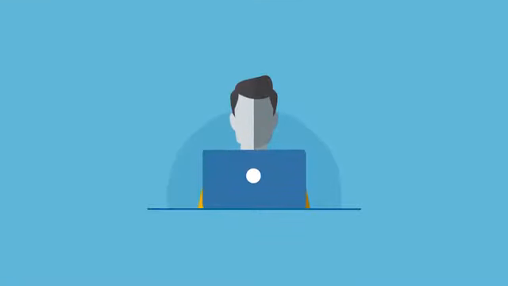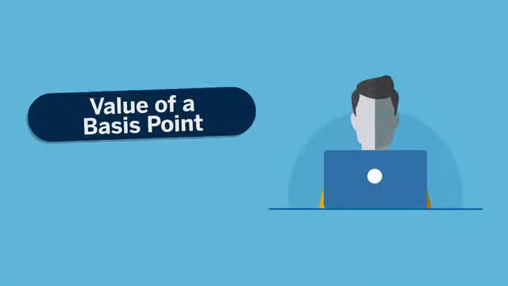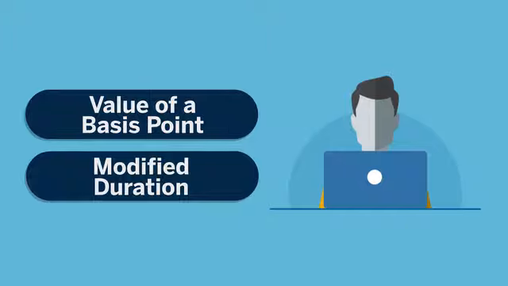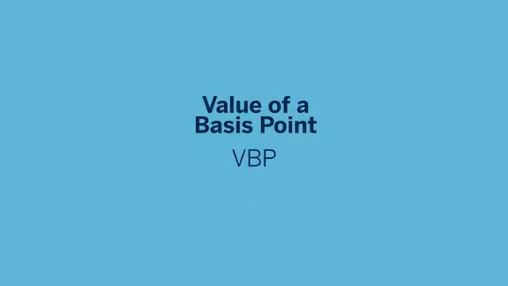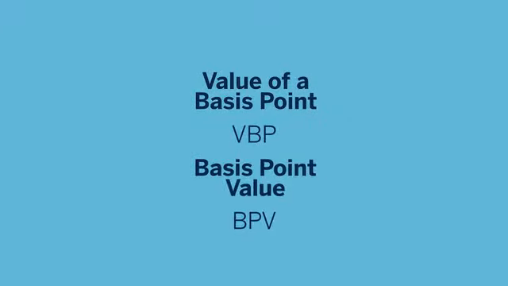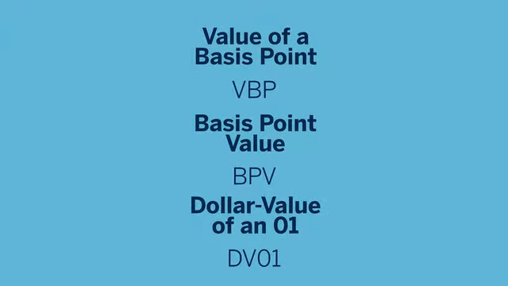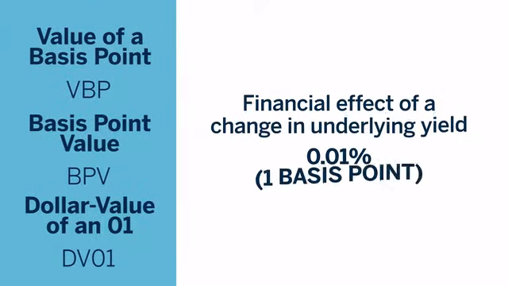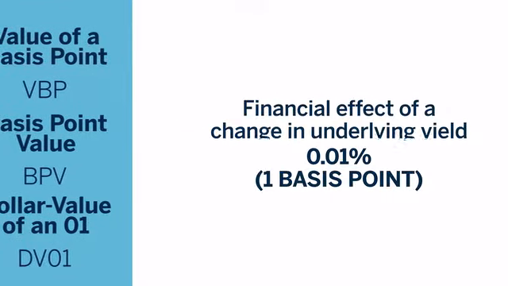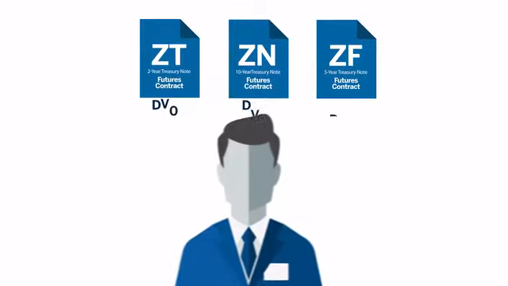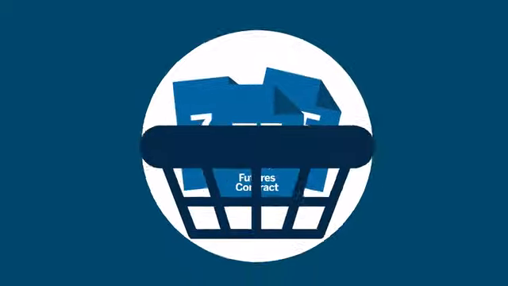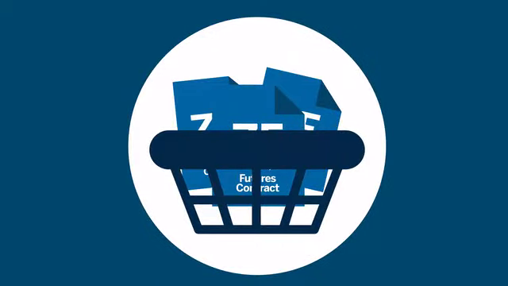Two components used in measuring risk are value of a basis point and modified duration. Value of a basis point, VBP, also known as basis point value, BPV, or for U.S. dollar products, dollar value of an 01, DV01, all refer to the same thing. This is the financial effect of a 1 basis point change in the instrument's yield. DV01 can be identified for individual securities, or an average DV01 of a whole portfolio.